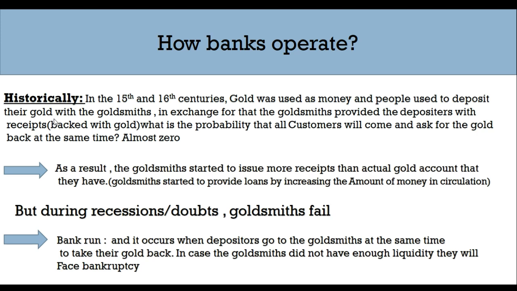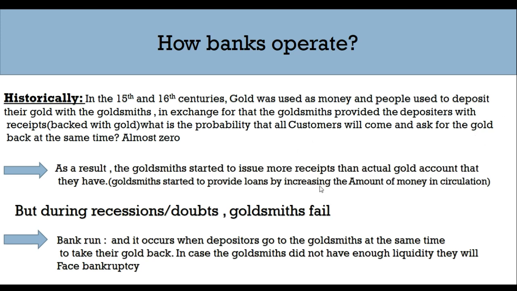So the goldsmiths started to issue more receipts than the actual gold amount that they had. They had a lot of gold from people, so they started to give loans to other people from the gold that they held from people, because they thought that it's almost impossible that all customers will come and ask for the gold at the same time.